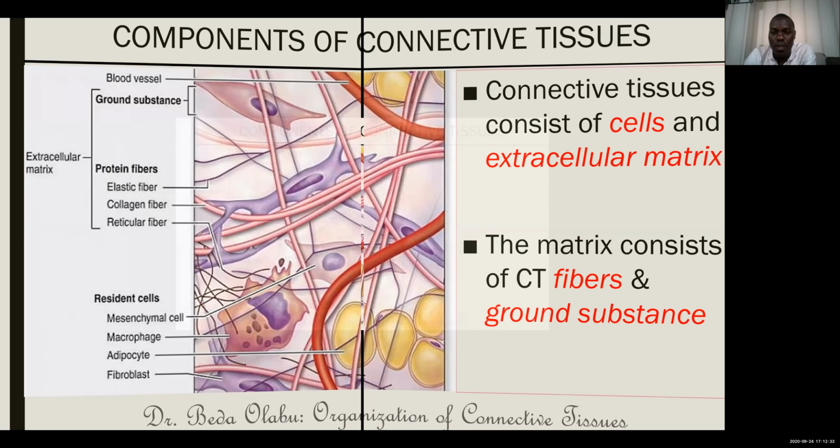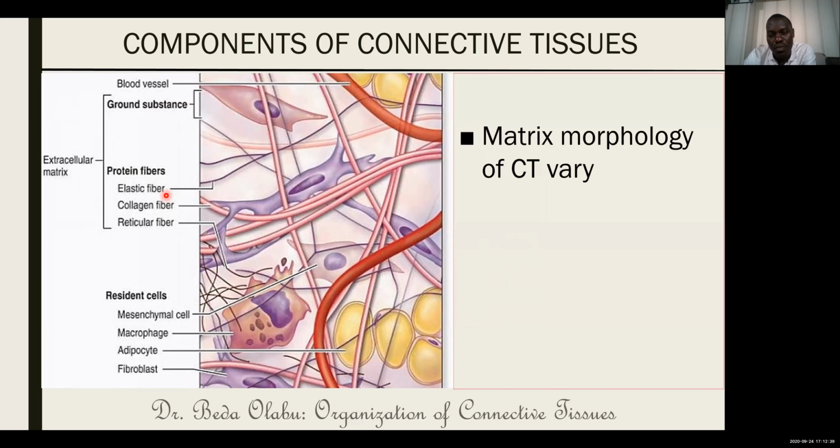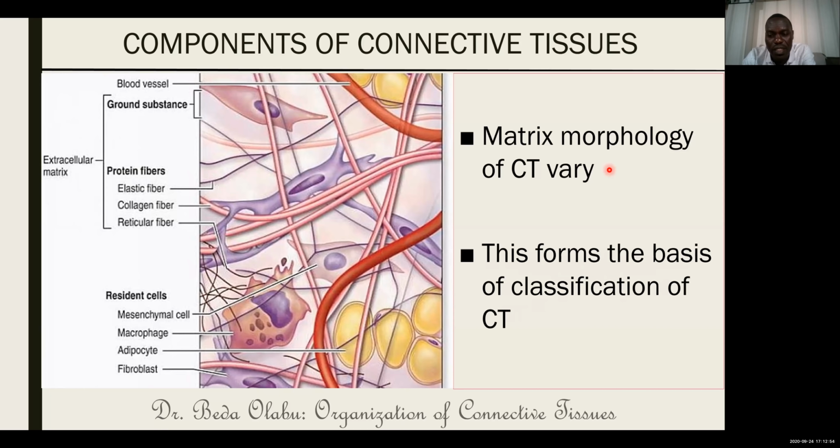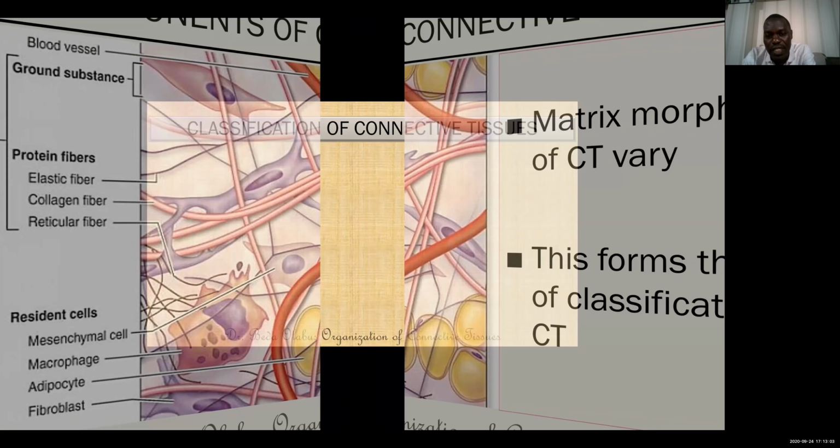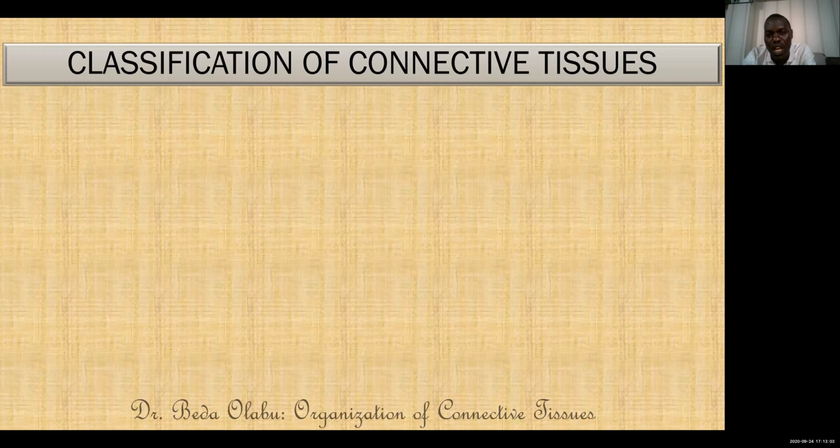The matrix of connective tissues varies a lot. And because the matrix of connective tissues varies a lot, the classification of connective tissues is largely based on the characteristics of the matrix. Therefore, let's see how we classify connective tissues.